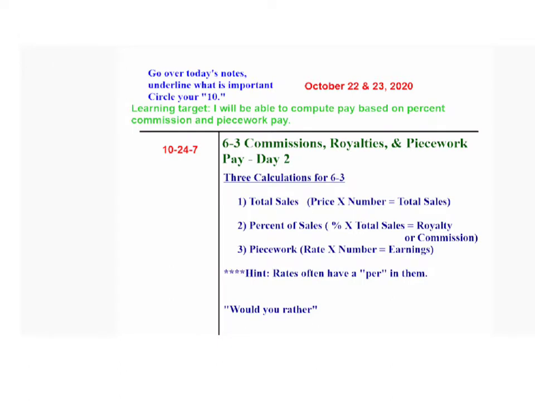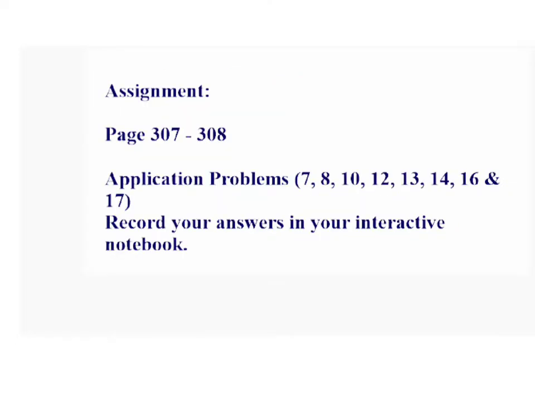All right, go over today's notes, underline what's important, and once you have done that, please circle your 10. Here is today's assignment, page 307, 308. Problems 7, 8, 10, 12, 13, 14, 16, and 17. There is, however, a copy of this assignment in our Canvas. It's assignment number 10.